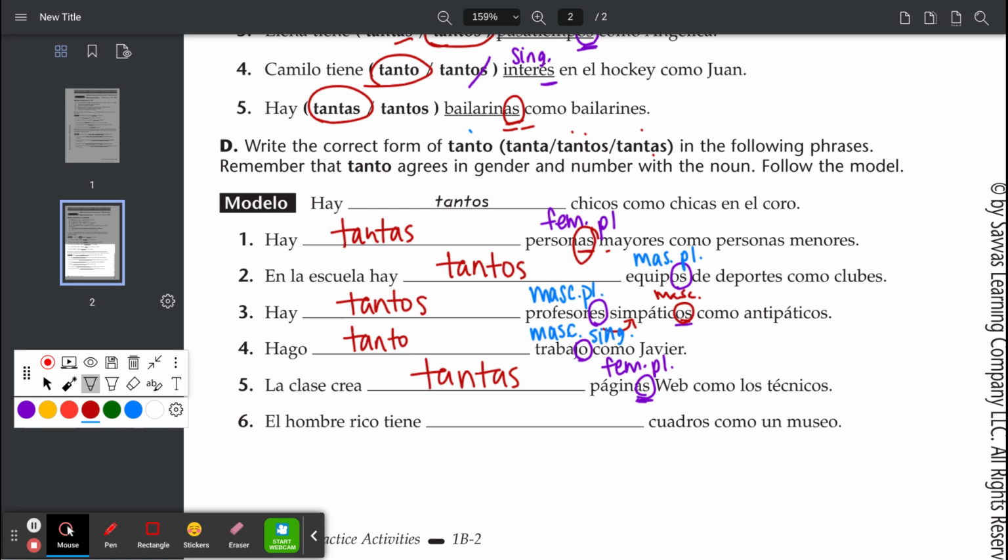Okay, and the last one. El hombre rico tiene blank cuadros como un museo. So cuadros ends in OS. O makes it masculine. The S makes it plural. So masculine plural, we would use tantos. So el hombre rico tiene tantos cuadros como un museo.